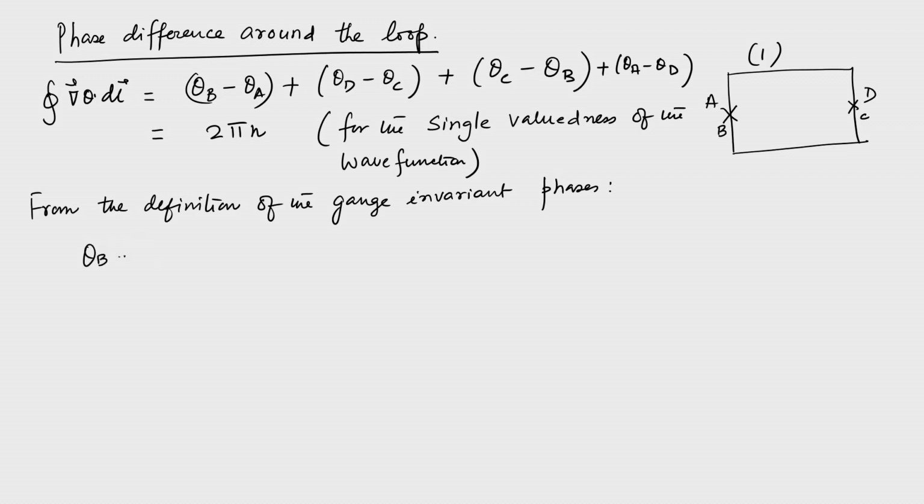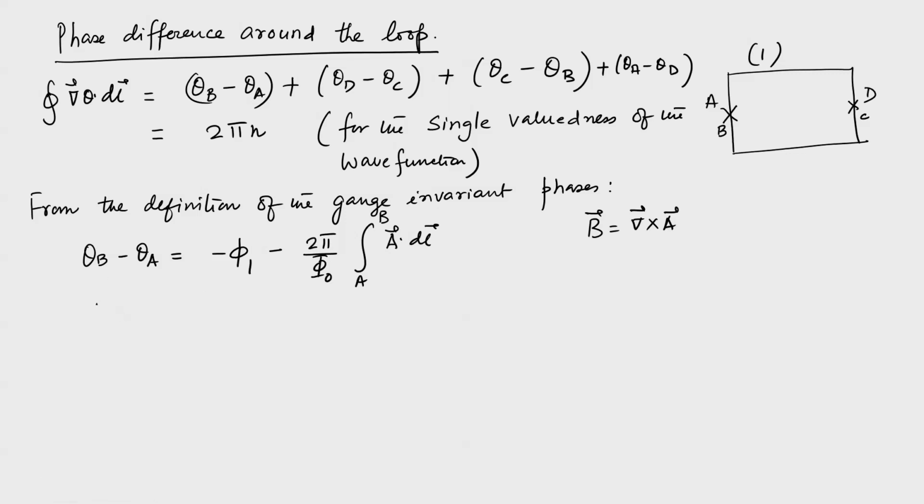Theta b minus theta a is equal to phi 1, that is the phase of the condensate, plus a term 2 pi by phi 0 times the integral from a to b of A dot dl. We have just taken it for convenience, as a matter of convention, to be like this. A is the vector potential such that B equals curl A. So the magnetic field and the vector potential are related by this equation.